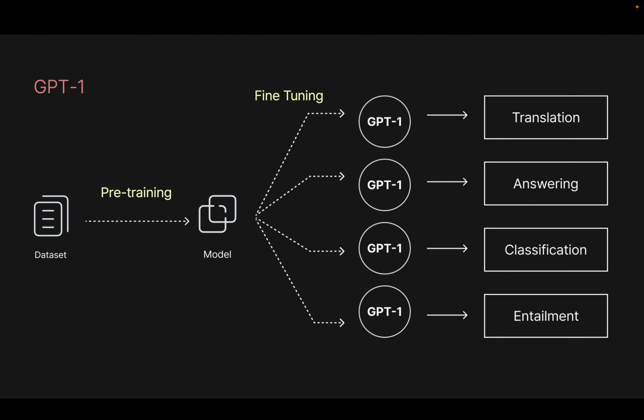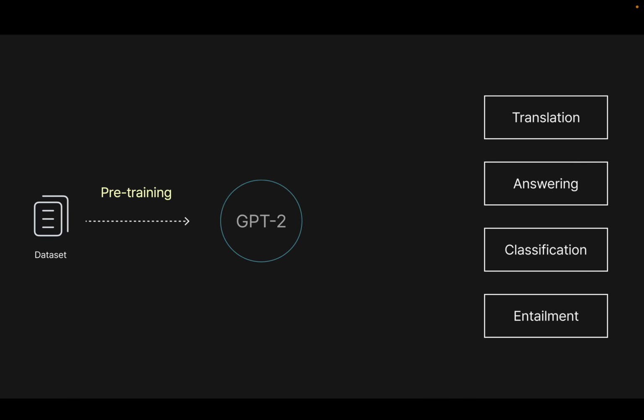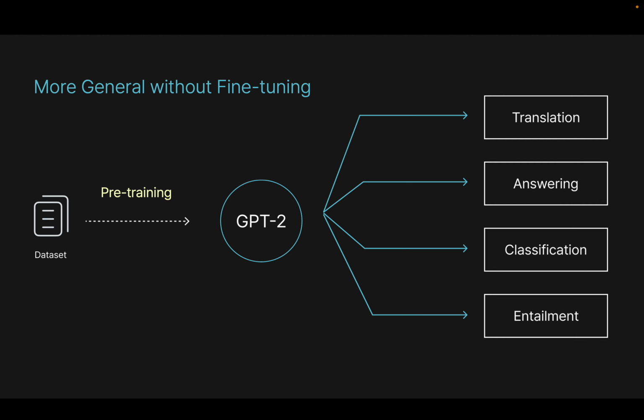For each task, such as translation or question answering, an additional output layer was added, and the model was fine-tuned using a task-specific labeled dataset. But it's too narrow. Its fine-tuned model was highly specialized. For example, a model fine-tuned for translation performed poorly on other tasks like question answering or classification. This motivated the development of GPT-2, a more general-purpose language model that aims to solve multiple tasks with just one model, without the need for fine-tuning.